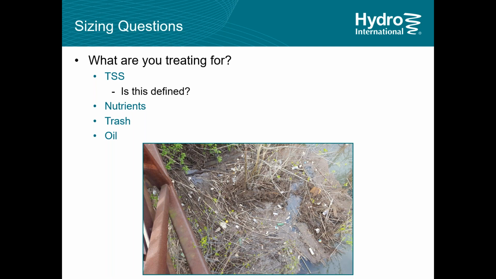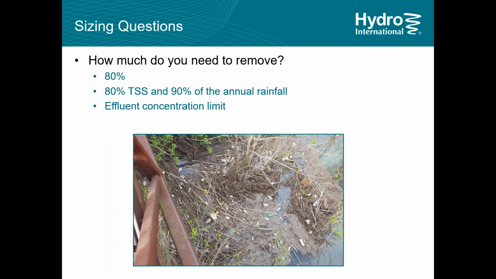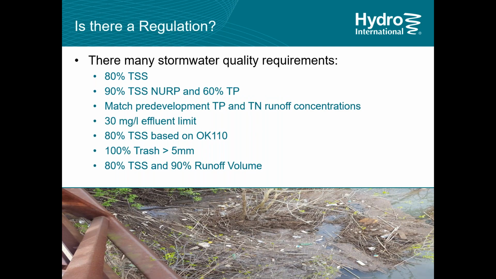It's not always clear when you look online at the vendor's website what's the best piece of equipment to use. So sometimes it's better just to call someone and have a chat and work out exactly what's required for that site. And things like how much do you need to remove? Is it 80% TSS and 90% of annual rainfall treatment? Is it an effluent limit? All these things are different. They're going to create different results, and it might also influence how things are sized and what sizing equations or sizing method are used.